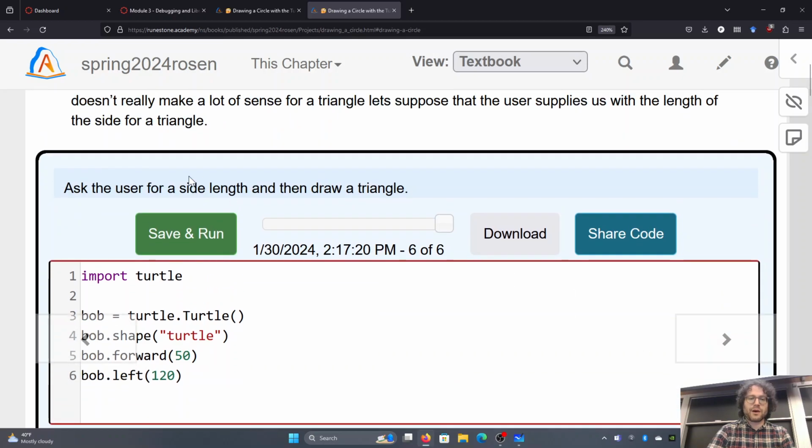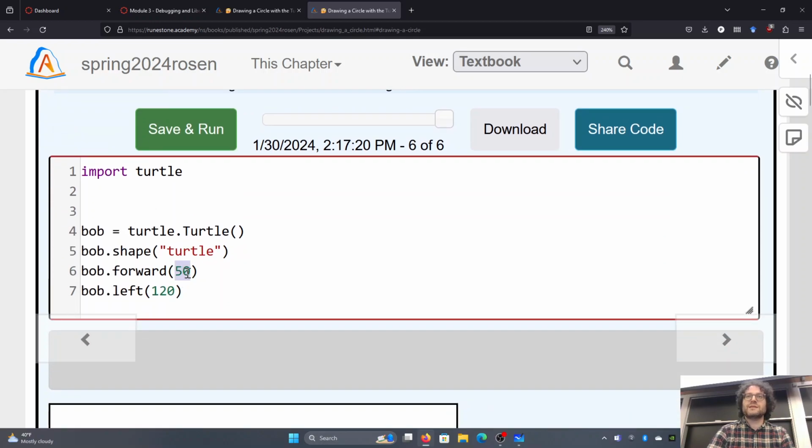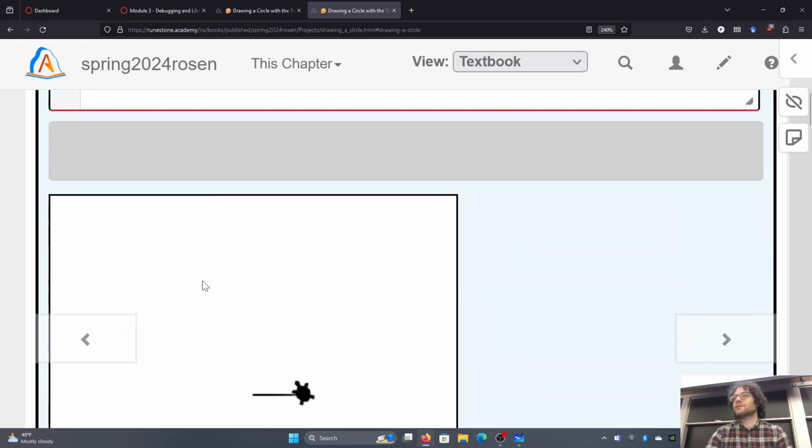And then the second part is we want the user to ask for a side length, which is to say, how big should this be? As opposed to 50, it should be something else. So first, work on getting him to draw that triangle, right? Sound good? So take about 2 minutes to do that.